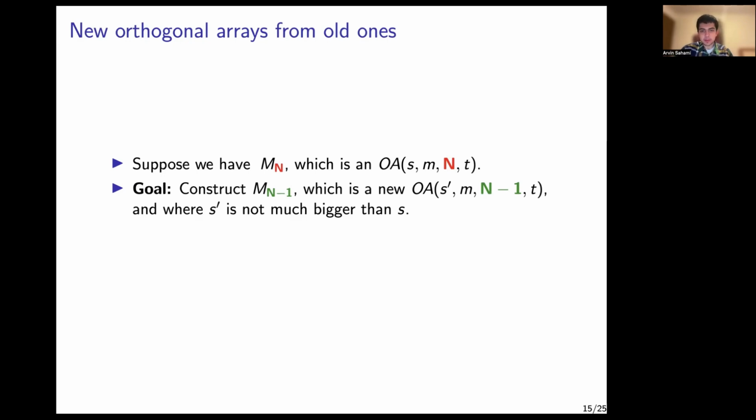So if we start with an orthogonal array M sub big N, which has levels in 1 through N, we want to build this new orthogonal array M sub big N minus 1, which also has m columns and strength t, but is over levels 1 through big N minus 1. A very natural idea to do this is to just reassign those entries of your orthogonal array that are equal to N. So somehow get rid of them.